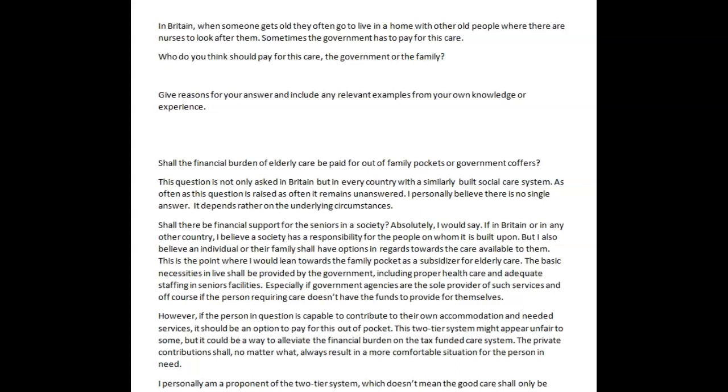Shall the burden of elderly care be paid for out of family pockets or government coffers? The question is not only asked in Britain, but in every country with a similarly built social care system. As often as this question is raised, as often it remains unanswered. I personally believe there is no single answer. It depends rather on the underlying circumstances. Okay, let's talk about this.